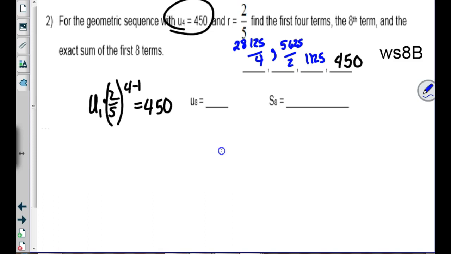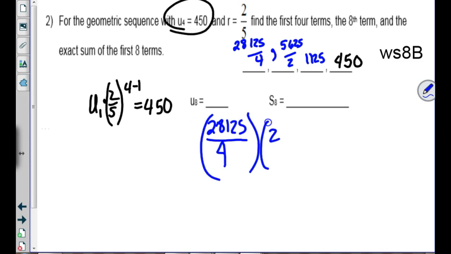Got a whole nother section to go, guys. The section I'm probably most worried about. Anybody remember? The first term, which is that disgusting 28,125 over 4, times R. Do we know R? How many times if we're looking for the 8th term? Yep. So let's try it.